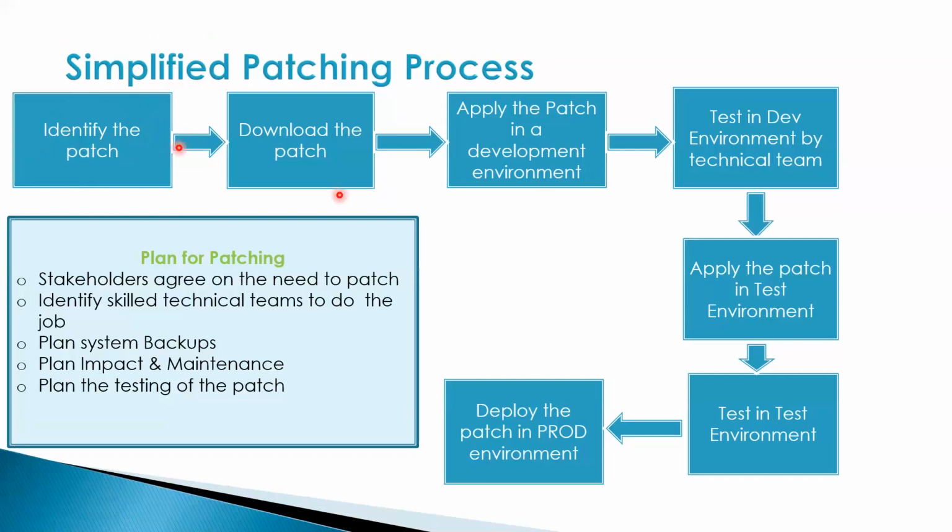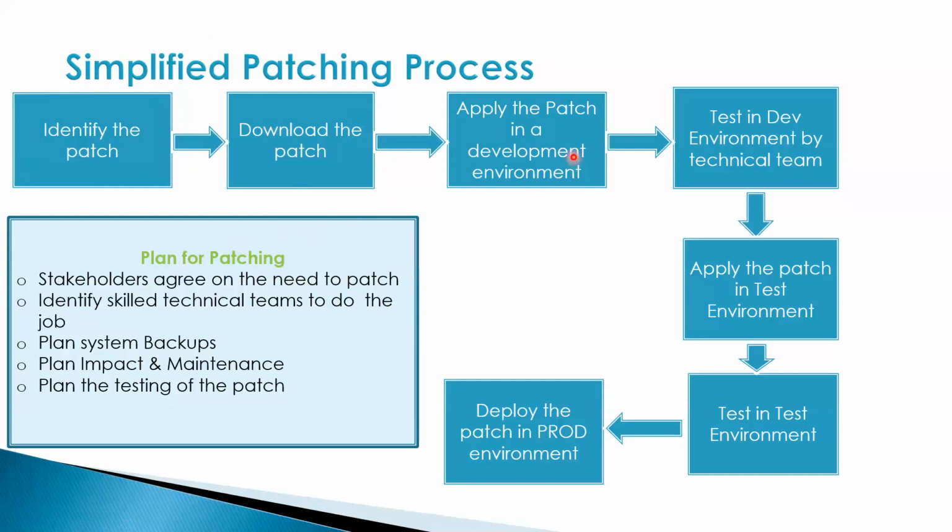And then this patch is identified from the Oracle Metalink portal, My Oracle Support portal. So you'll go to that portal, whether it's you or the technical team, and you will be able to search for the patch. Now, once the patch is identified, then the patch is downloaded. Normally, this part is done by the technical team. They will download the patch into the environment or the Oracle instance where the patch needs to be applied.